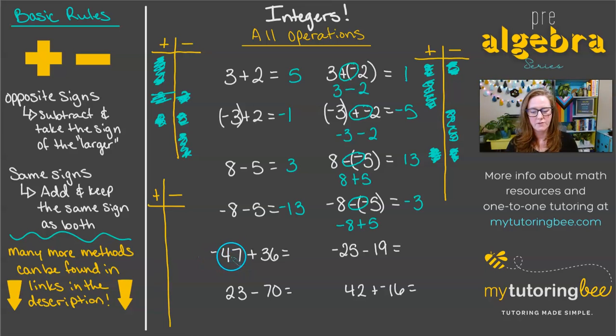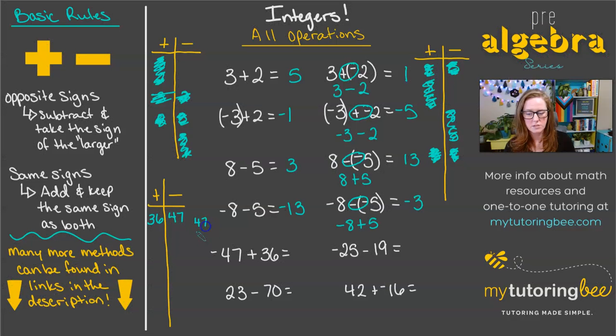All right, so we've got a -47 plus 36. The 47 has a negative in front of it. That goes in the negative column. The 36 has the plus in front of it. That goes in the positive column. They're in opposite columns, so we're going to subtract. So we're always going to do the larger minus the smaller.